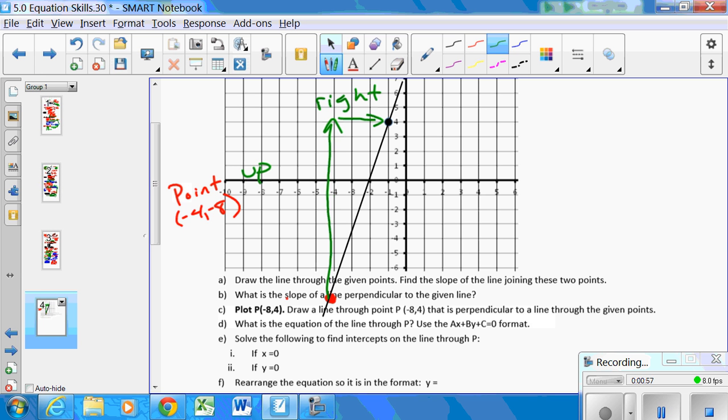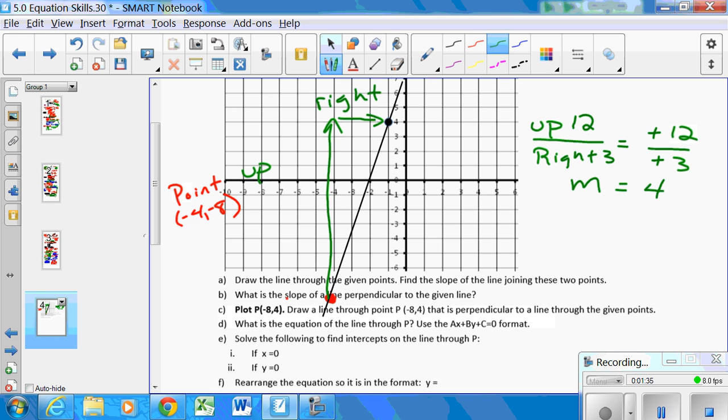So if this is my point, up and right, I know I'm going up 12, and I'm going to the right 3. So up 12 and right 3. So my slope then is positive 12 over positive 3. Are these numbers right? Up 12, right 3. My slope then looks like it's going to be 4. So we can do slope with rise over run.